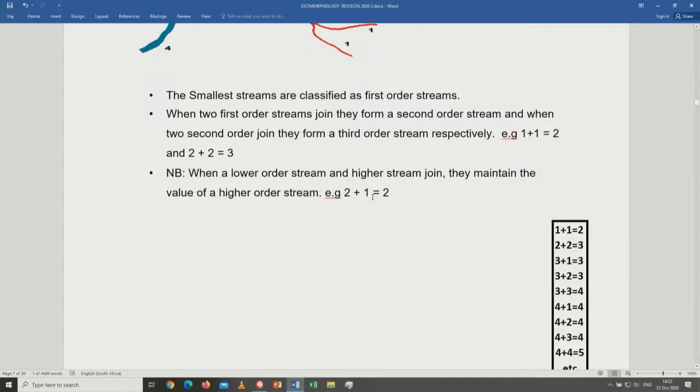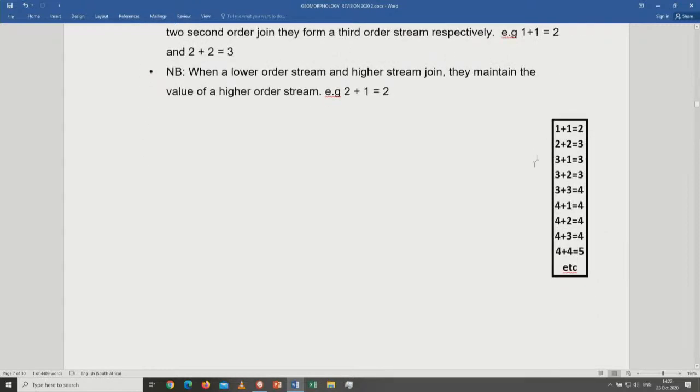2 plus 1 is 2. If you look over here also, you have been given how to calculate that. So 1 plus 1 is 2, 2 plus 2 is 3. And then 3 plus 1 is 3. 3 plus 2 is 3. Remember we said if the low order meets or joins with the high order, the order remains the same. It maintains the value of the high order stream.